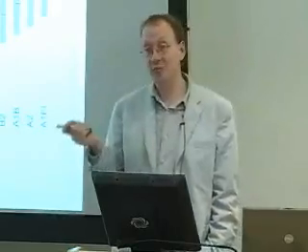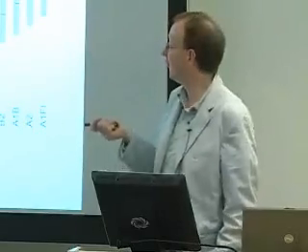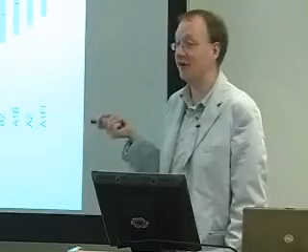So the picture here is that there is uncertainty because we don't know what choices global society will make in the future. And there's also uncertainty that comes from our lack of understanding about how the climate system works in detail.